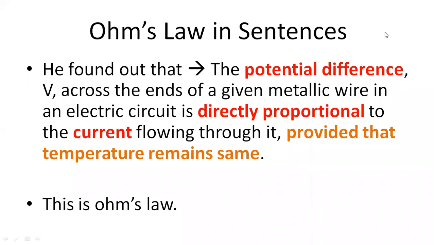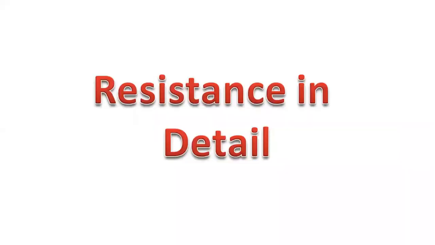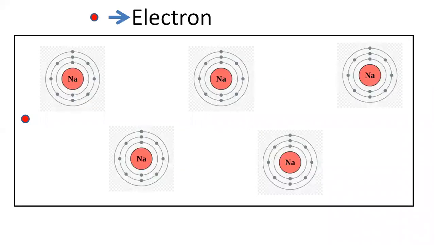Yesterday we discussed that metals have low resistance and non-metals have high resistance. Today we are going to discuss in detail why exactly metals have low resistance and why non-metals have high resistance. So today's topic is very simple. It is resistance in detail. We have already studied this topic, resistance, but we are going to add one more notch to it, some advanced version of resistance.